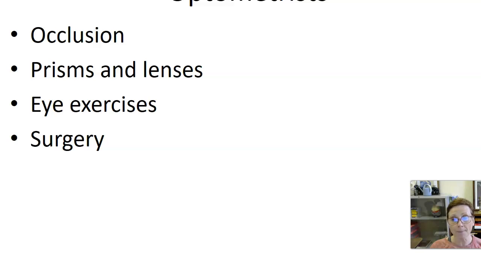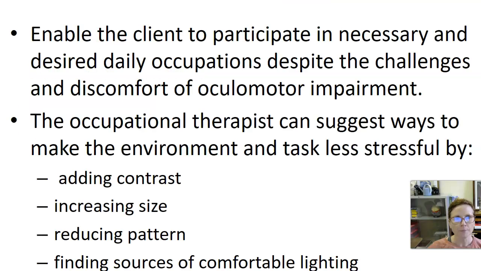Prisms and lenses, those are usually prescribed by an optometrist or ophthalmologist. Eye exercises, a whole host of different eye exercises that we can go through that you can recommend to a client, and sometimes ultimately surgery if the visual alignment of the eyes or whatever the deficit area is too much that it's not controlled or fixed, for lack of a better term, with exercises or these other modalities.